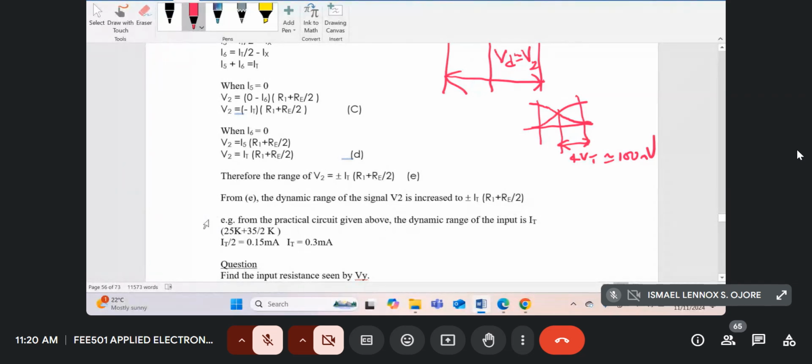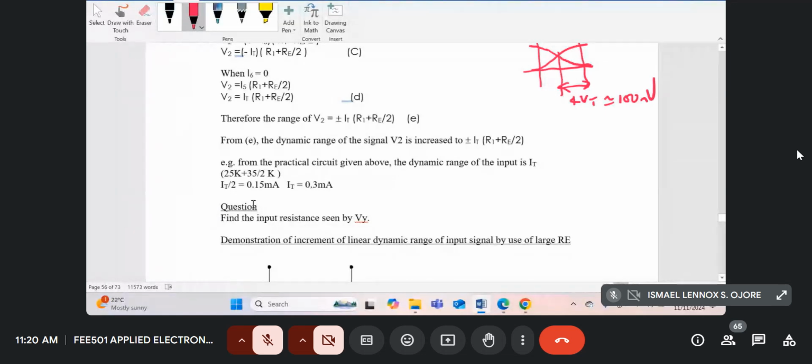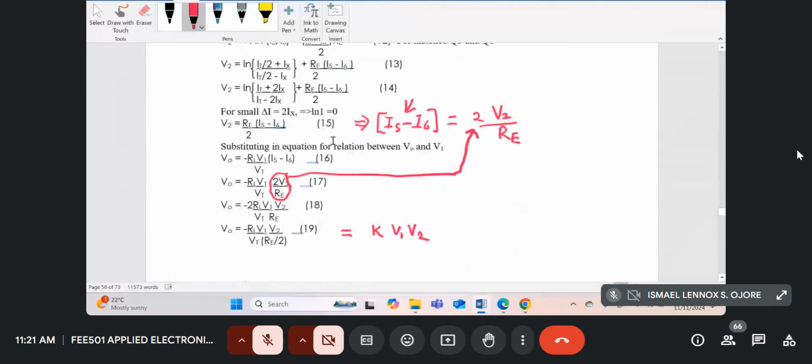So you're told, for example, for the circuit above, I want us to do this for the circuit above. What is the circuit above? That is our practical circuit. If you're told to find out what is the dynamic range of the signal V2, given that IT is 0.3 milliamps, and therefore IT by 2 is half of that, which is 0.015 milliamps. So this is the problem for our practical circuit.